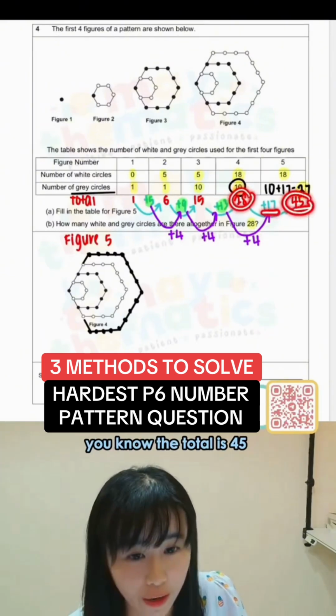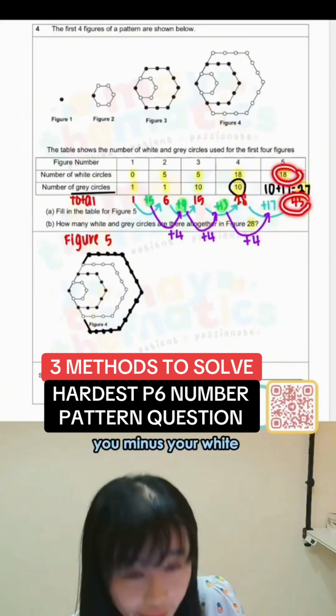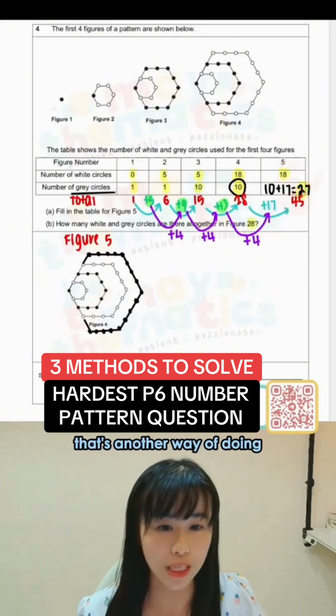You know the total is 45. And once you know the total is 45, you minus your white. 45 minus 18, you'll get 27 also. That's another way of doing it.